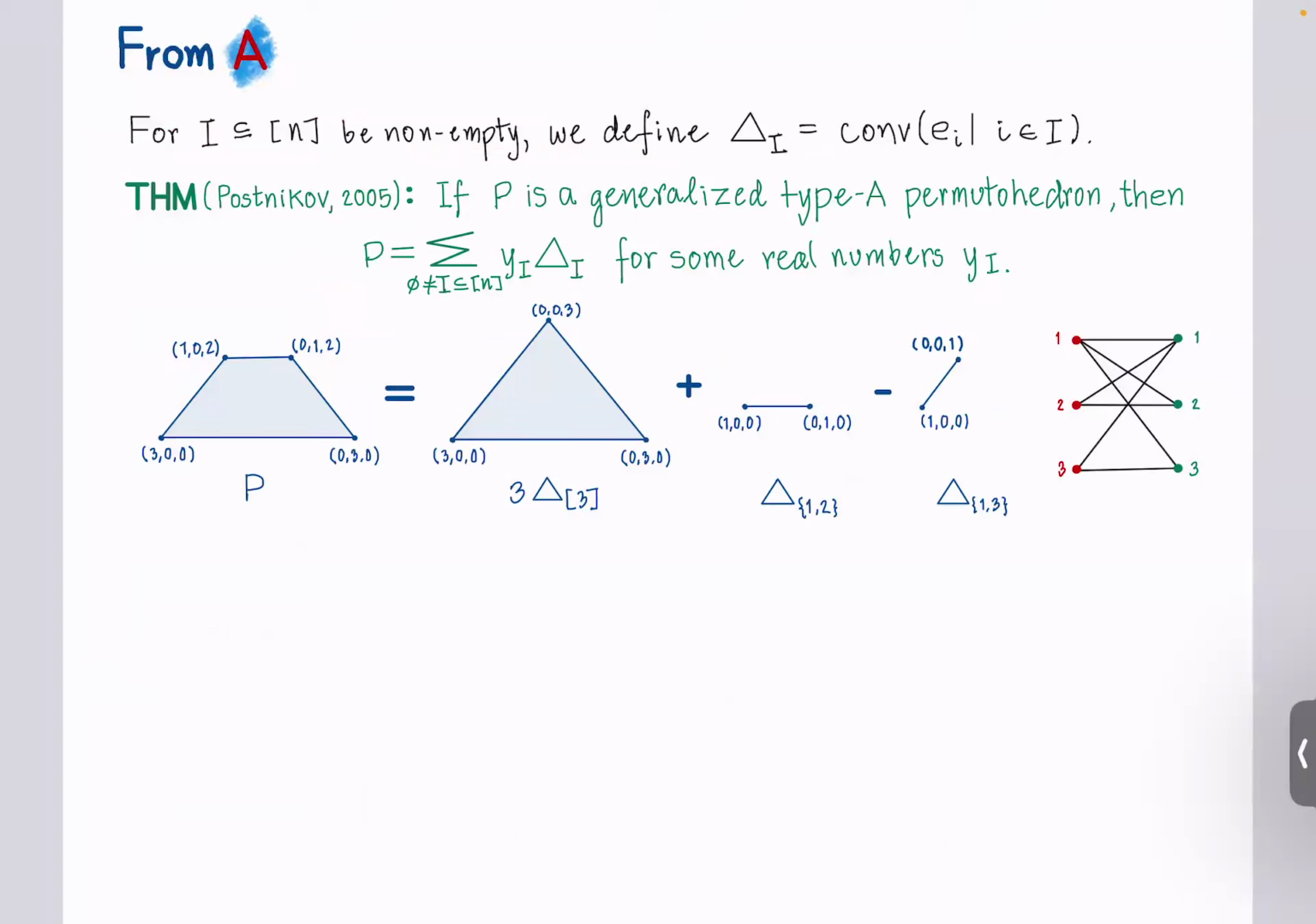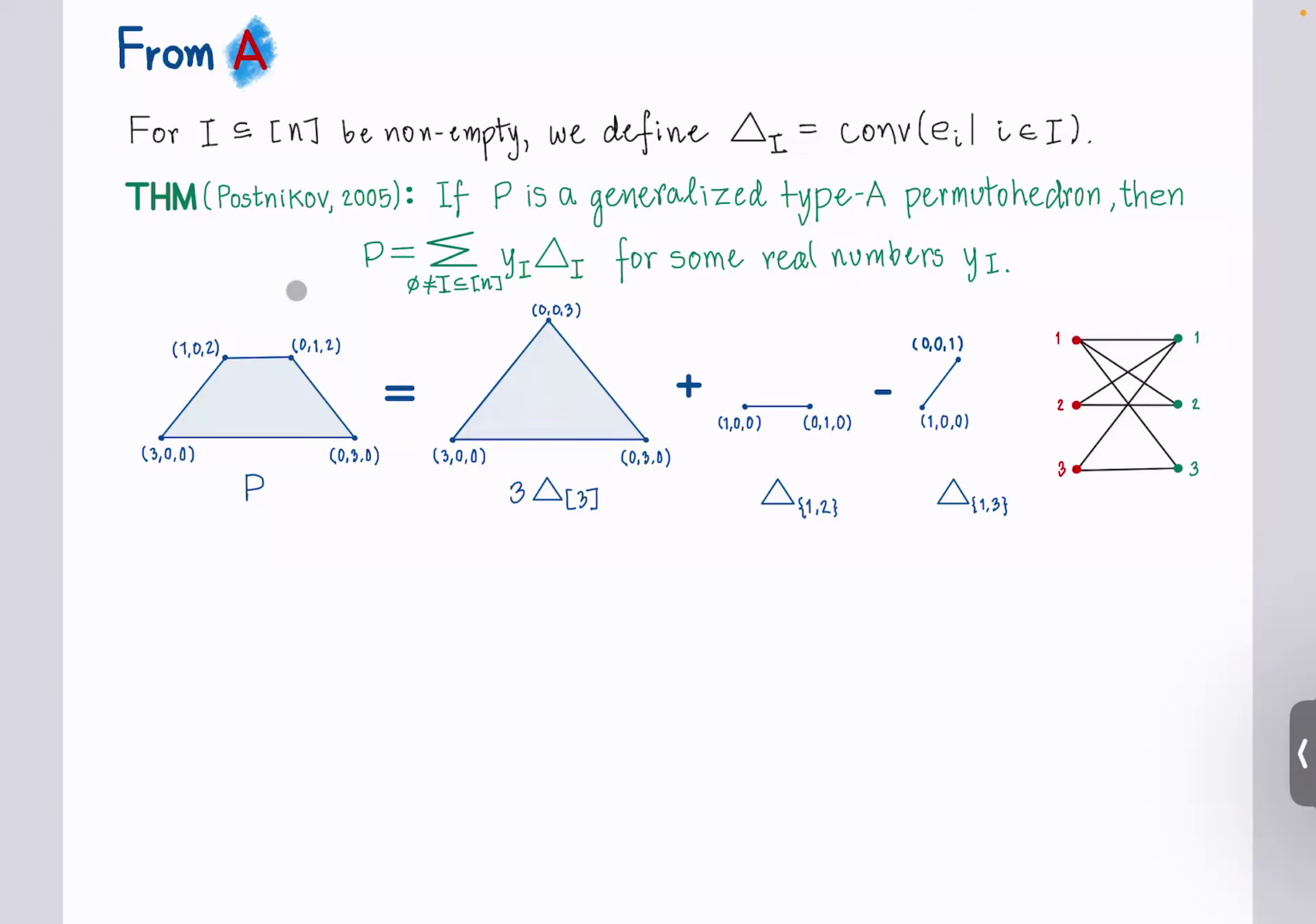Now for I a subset of [n], which means it's a set contained in 1, 2, 3, all the way to n, let it be a non-empty set. We define this delta_I, this triangle, to be the convex hull of e_i, where i is in this big I. This convex hull is called a simplex. So you get a simplex that is associated to each subset I.